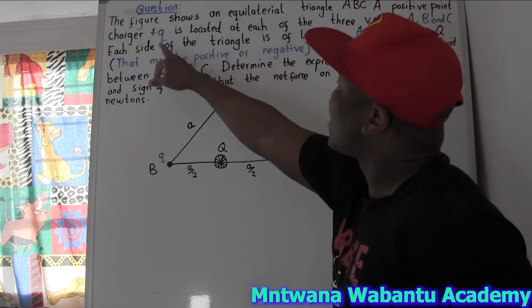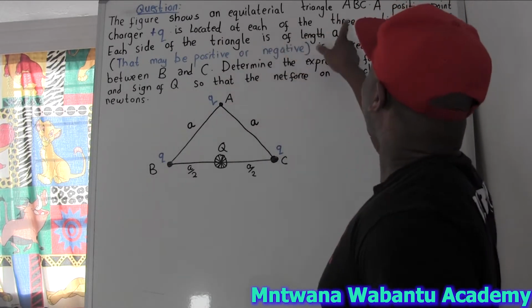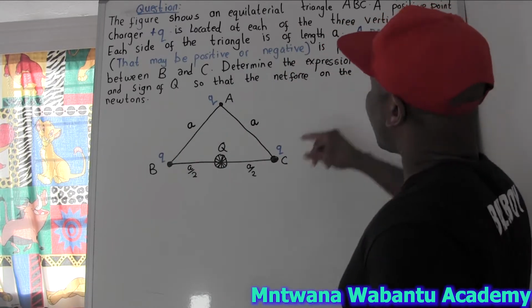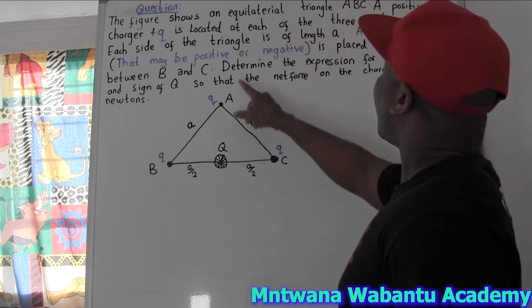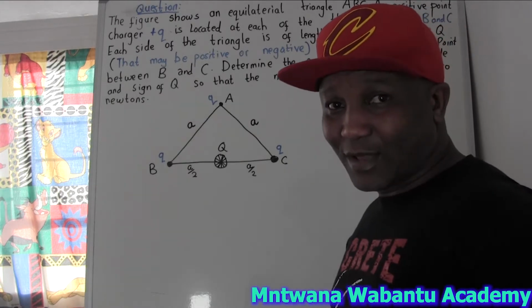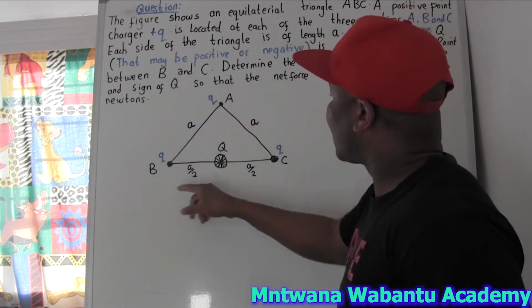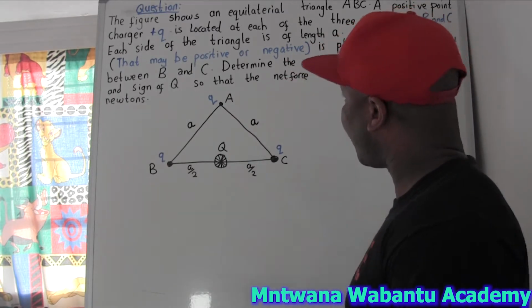A positive point charge Q is located at each of the three vertices. Here, positive means a point charge Q, so we decided to place point charge Q here. Another charge can be either positive or negative, we don't know for now, later we're going to find out. It's placed at the midpoint between B and C. We place this charge, but we don't know whether it's going to be positive or negative.